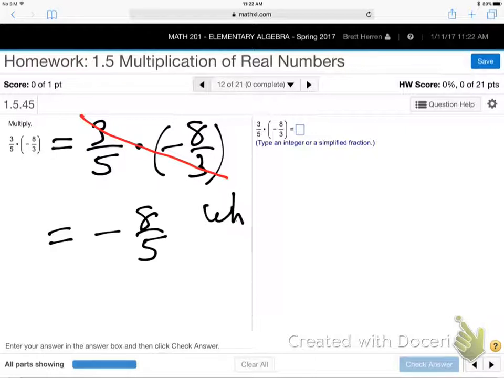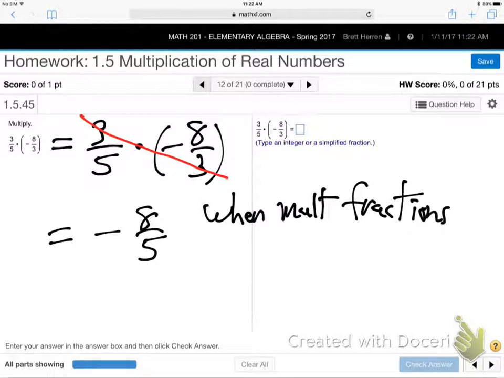So when you're multiplying fractions, we cross-cancel.